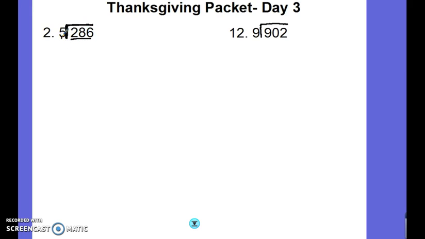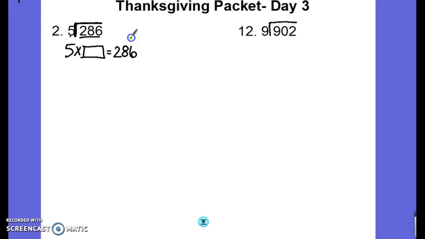So I could write that out, or I could already go ahead and do the first step on my orange card, which is use the inverse operation. So I need to write 5 times some number equals 286. So the first thing I'm going to do is label my place values.